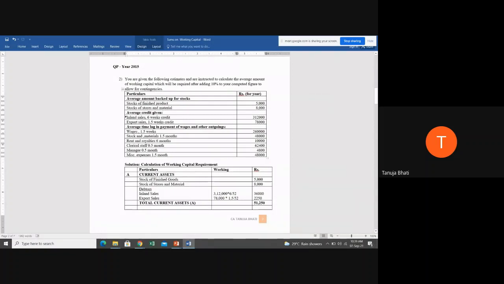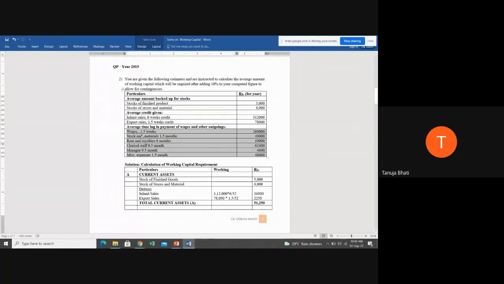For the average credit given for inland sales, domestic sales within the country, it is 6 weeks credit, given as 3,12,000. Export sales, 1.5 weeks credit, that is 78,000. Okay. Average time lag in payment of wages and other outgoings. Lag in payment means outstanding expenses which are not yet paid. So there are wages not yet paid, stock and materials, rent and royalties, clerical staff, furniture expenses, miscellaneous expenses. So all these are not yet paid.